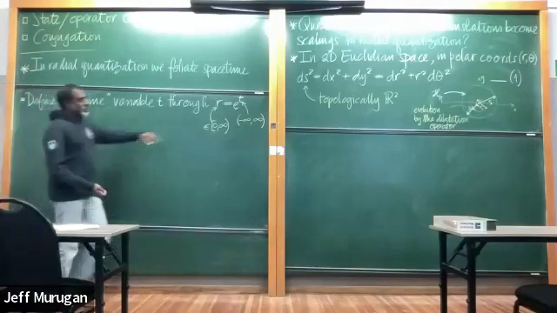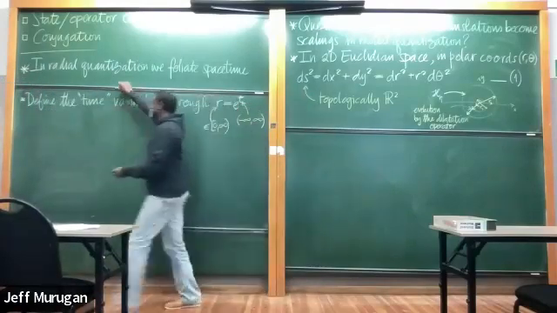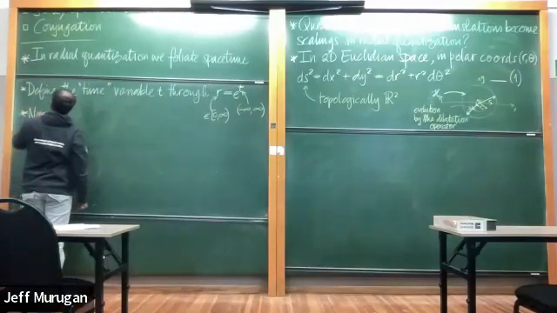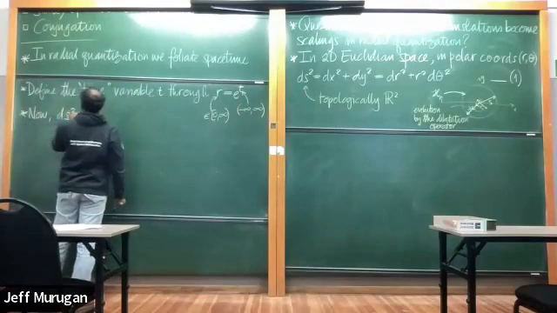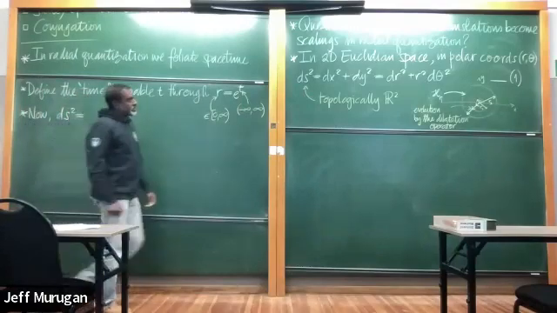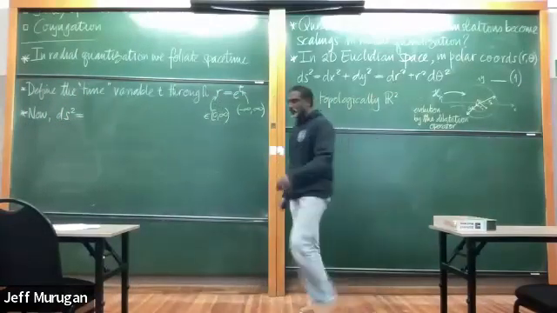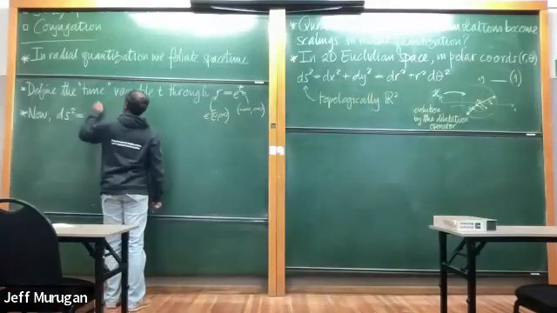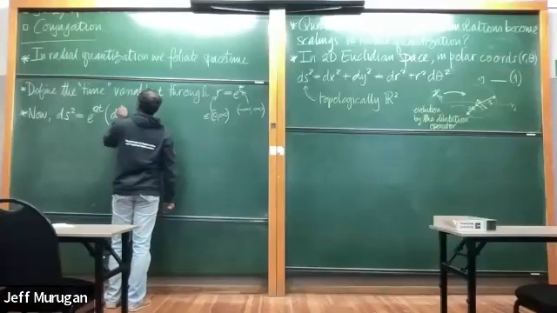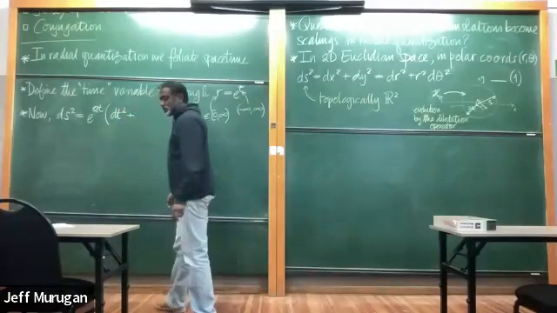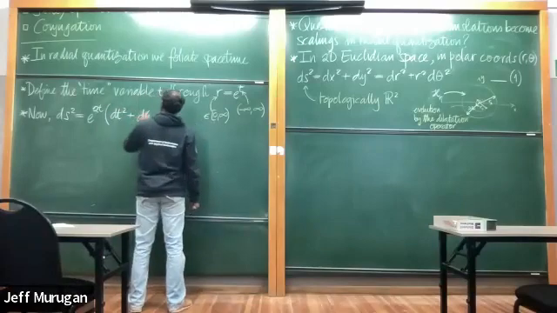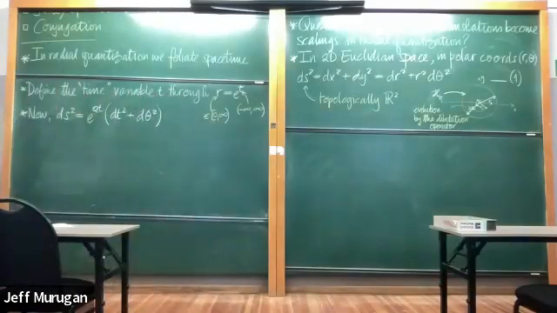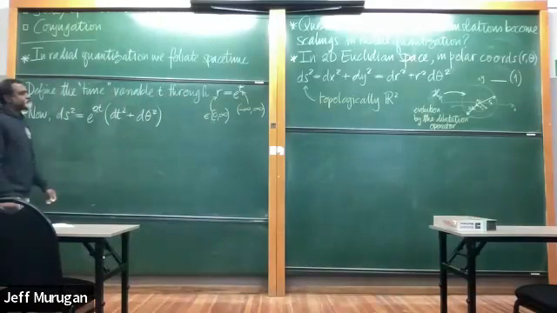So what does the metric look like in this new format? ds squared, dr squared plus r squared d beta squared, just becomes e to the 2t times (dt squared plus d beta squared). Okay.